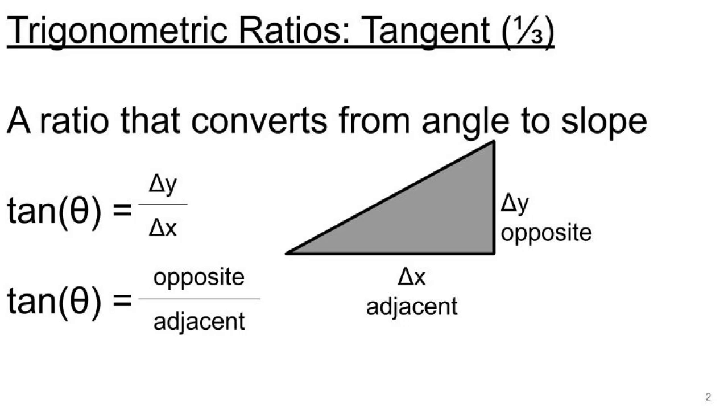In whatever format your flipbook or information gathering device is going to be, put this into your flipbooks. We've got that tangent is a ratio that converts from angle to slope. This should be very familiar. This is the entire point of all of Chapter 4 as we've gone up to it so far. So tangent is equal to our change in y over change in x, but also tangent of theta.